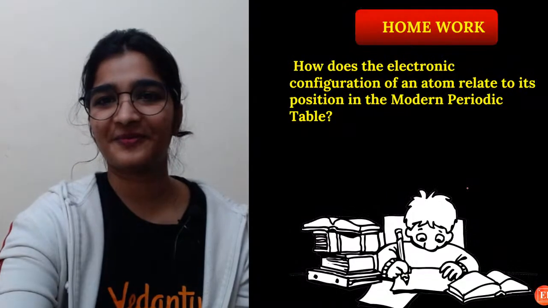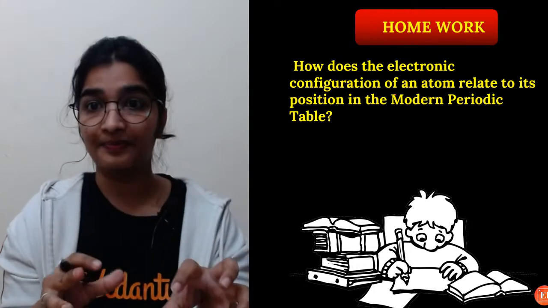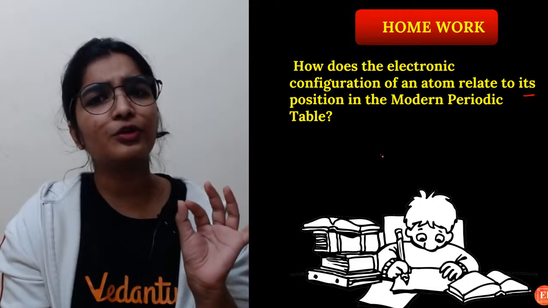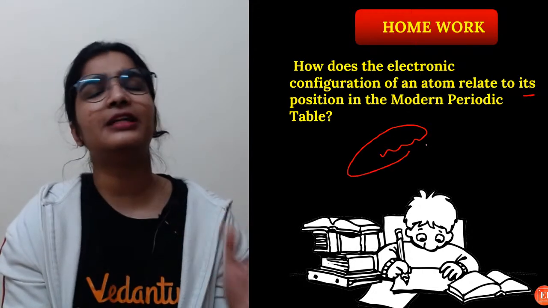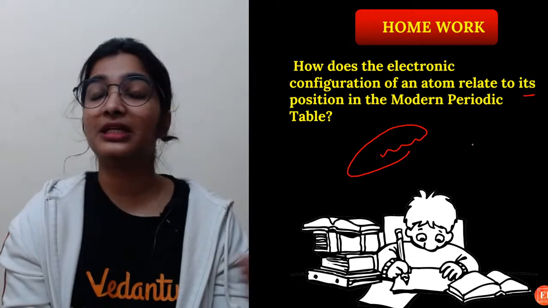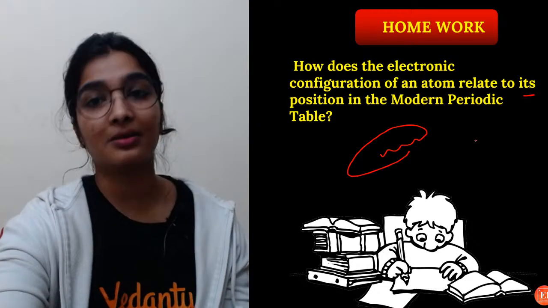Okay. So this will be a homework. How does the electronic configuration of an atom relate to its position in the modern periodic table? If you know the electronic configuration of an element, you can predict the position of the element in the modern periodic table. How is the question? So please let me know in the comment section.